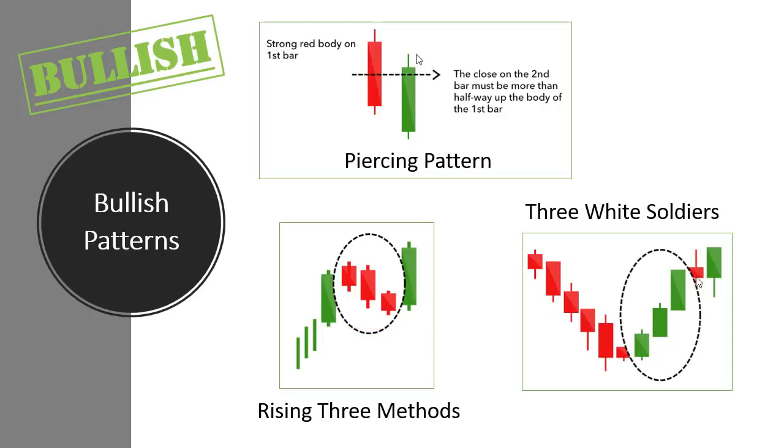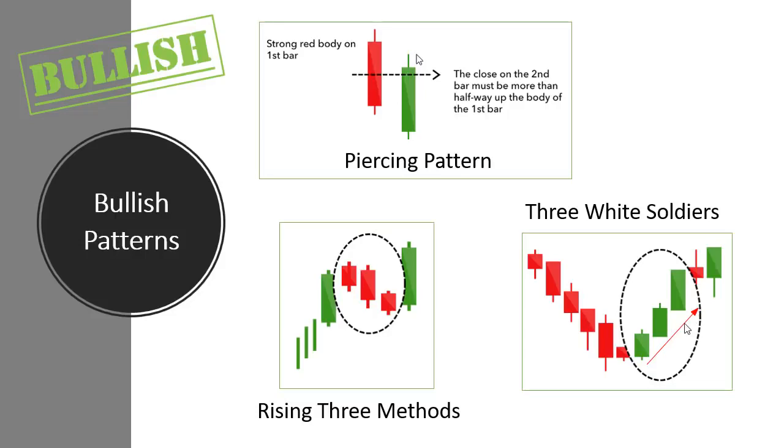The last one I'm going to talk about is 3 white soldiers. 3 white soldiers is where we get that reversal back up. They can sometimes be started by a piercing candle. They can sometimes be started by a morning star candle or pattern. They can sometimes be started as a bullish engulfing candle, you know, here in this one. But we get 3 strong candles to the upside.